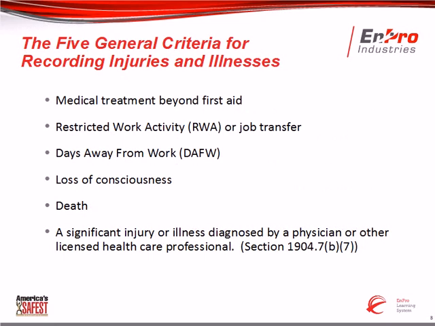So now that we've talked a little bit about the basic requirements, we've gone through some of the items where I've experienced some unclarity in the past, and we've talked about the exceptions. Now we're going to talk about what types of things we actually have to record. So there are 5 general criteria for recording illnesses and injuries in the workplace.